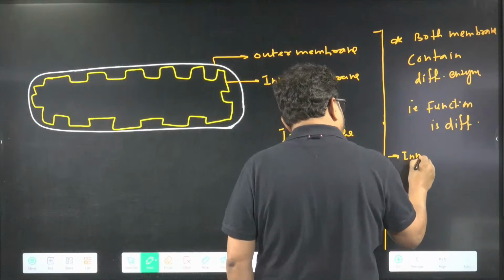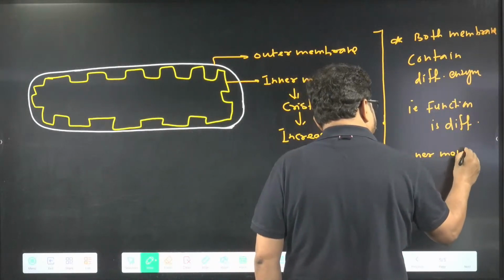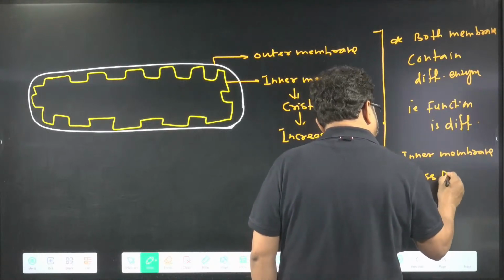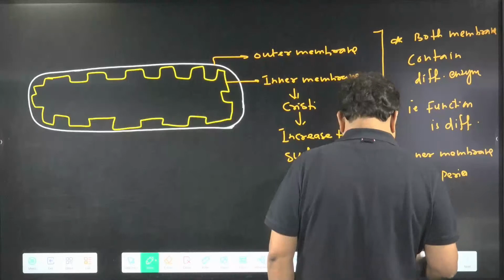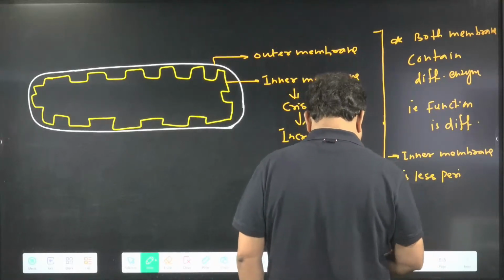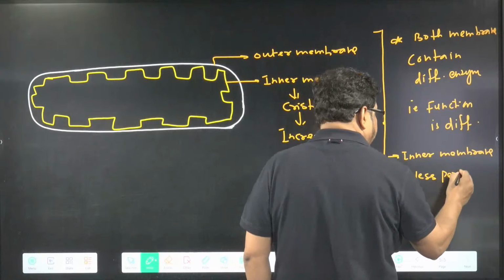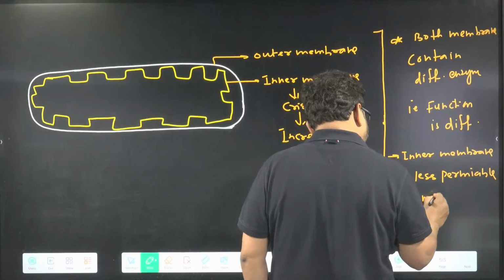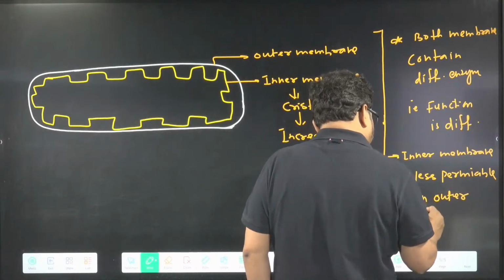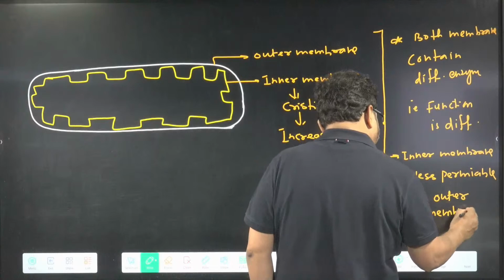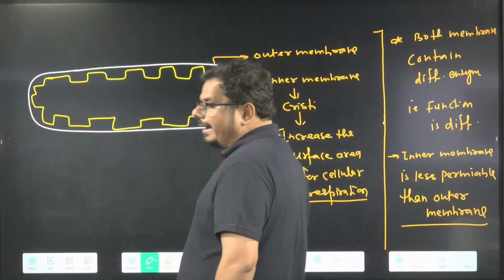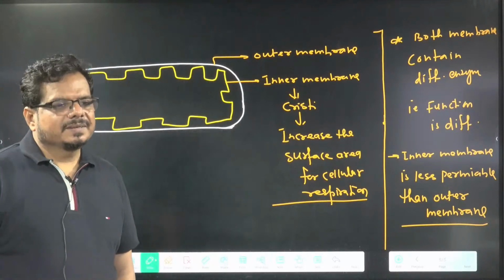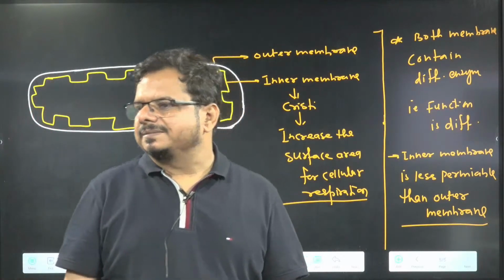Inner membrane is less permeable than outer membrane. Anybody can answer it? Why is inner membrane less permeable than outer membrane? I am expecting you will answer it. Please answer. Pin your answer.